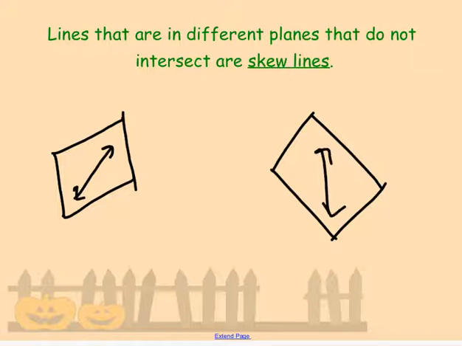Now, if the lines never intersect, if they go on forever and ever and never intersect, they are called skew lines. Now, this doesn't happen with every plane and every line, but a lot of times we do have two different planes where they don't intersect.